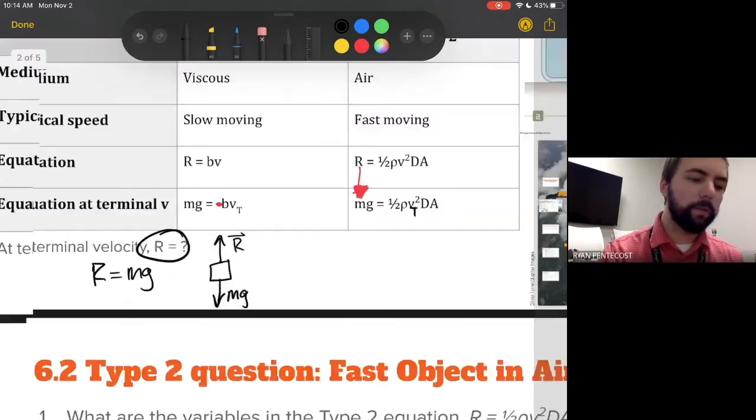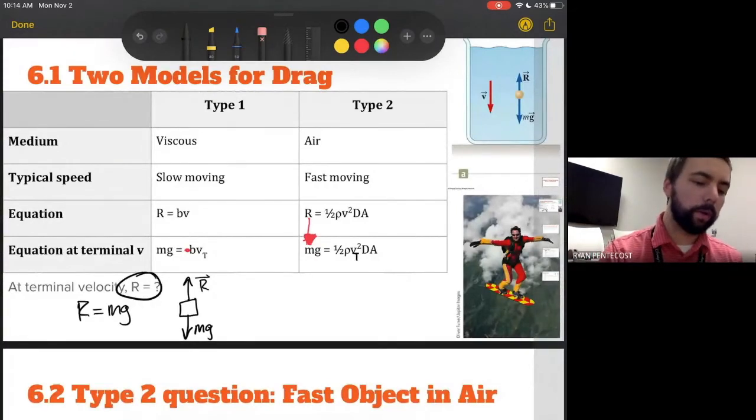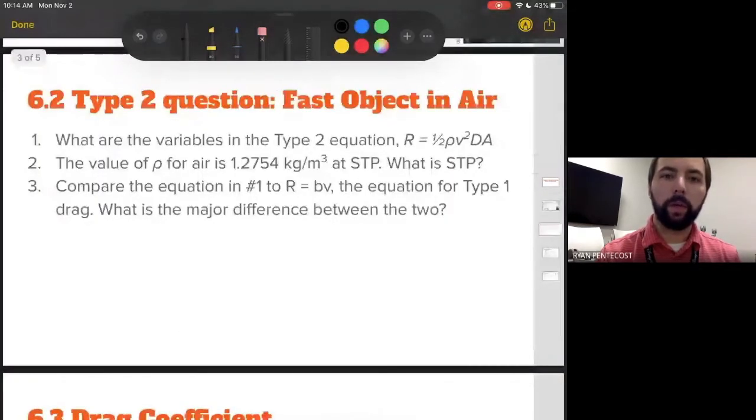Now, those are the two models we have for drag. We will talk about type 2 first because it has the more complex equation. We're going to go over those variables real quick. So what are the variables in type 2 drag?